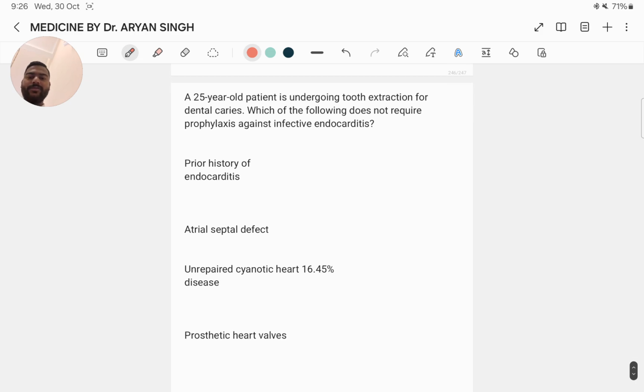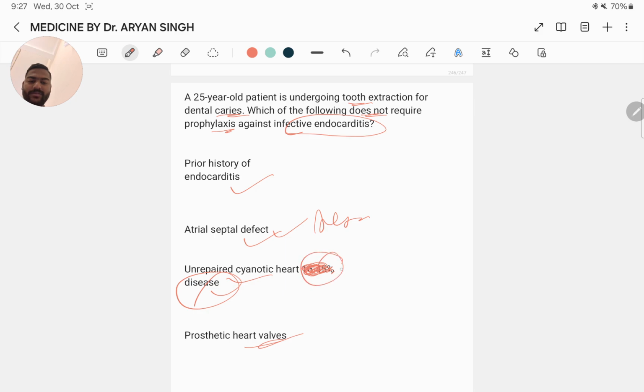Next question. A 25-year-old patient is undergoing tooth extraction for dental caries. Which of the following does not require prophylaxis against infective endocarditis? Prior history of endocarditis, ASD, unrepaired cyanotic heart disease, and prosthetic heart valves. Here the ASD, atrial septal defect, is the answer. ASD is not considered a high risk condition that warrants prophylaxis against infective endocarditis.